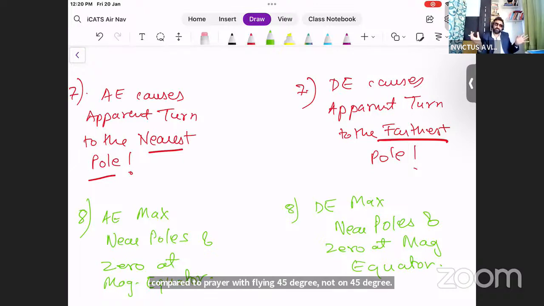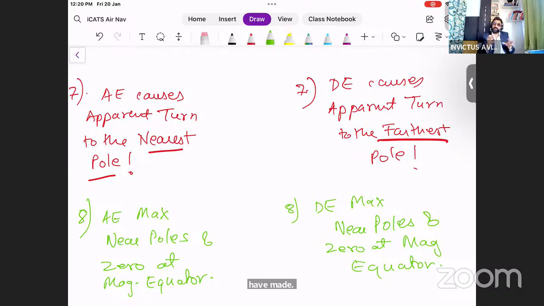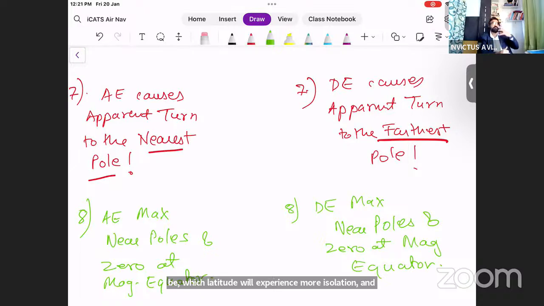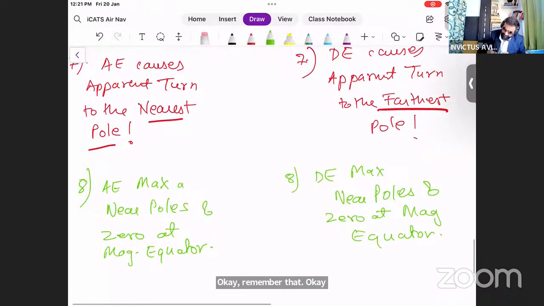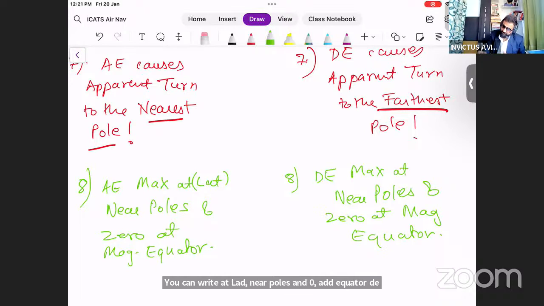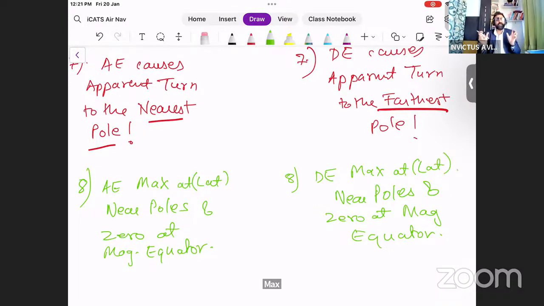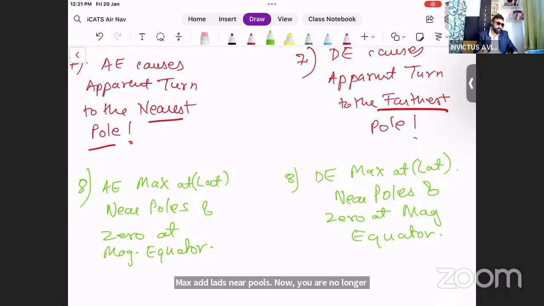Both errors, acceleration and deceleration. The rules will vary with respect to the flow that we have made. So this is with respect to latitude. The question could be which latitude will experience more acceleration error. So look for the latitude which is closer to the poles. Remember that, okay? You can write: AE, max at lats near poles and 0 at equator. DE, deceleration error, max at lats near poles. Now you know latitude is also included here. Good.